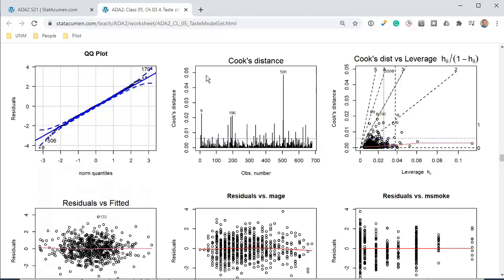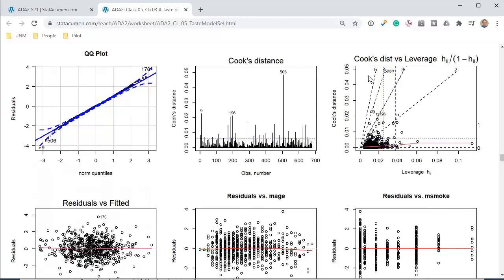In terms of influential observations, it looks like observation 506 is something that we're going to maybe have to look at. It's a little over twice as big as the next few observations that are influential. So let's return to this observation a little bit later.